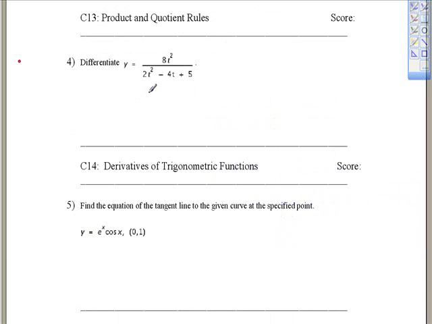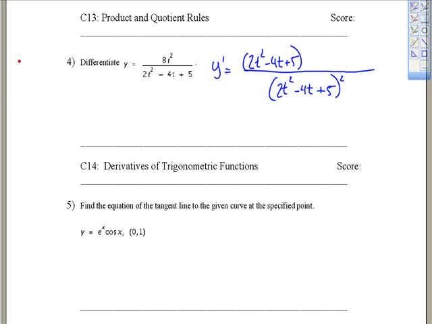Number 4, they ask us to differentiate a quotient, so we'll go ahead and use the quotient rule. So the derivative here would equal the denominator squared, and we're going to keep that denominator here, 2t squared minus 4t plus 5, we can square that, times the derivative of the numerator, which in this case would be 16t, minus, this time we'll keep the numerator, 8t squared, and multiply by the derivative of the denominator, which would be 4t minus 4. And then we'll see if we can clean that up just a little bit.